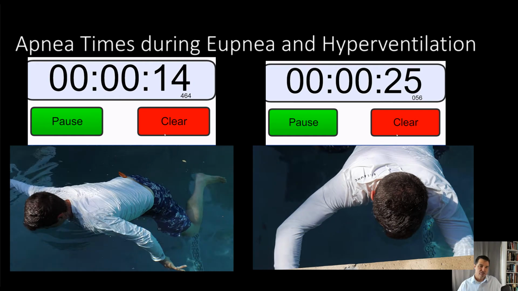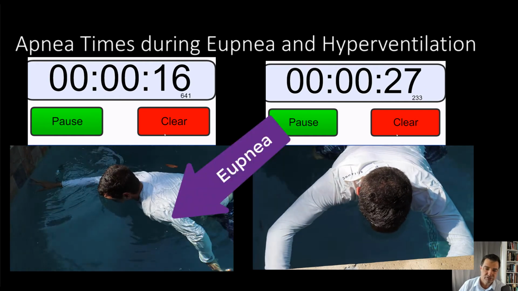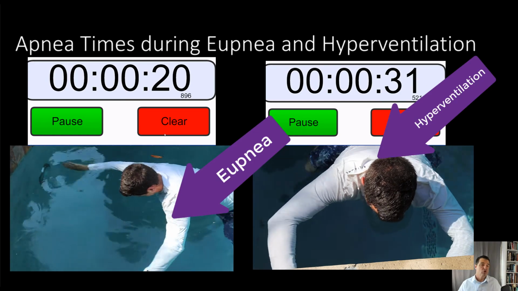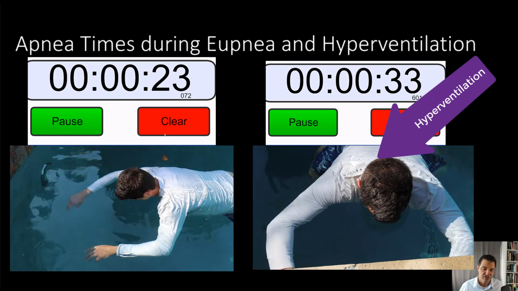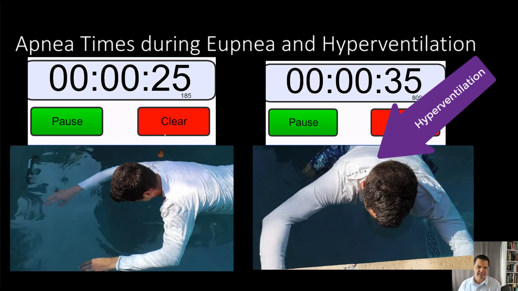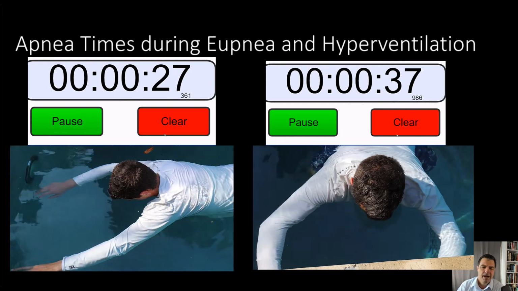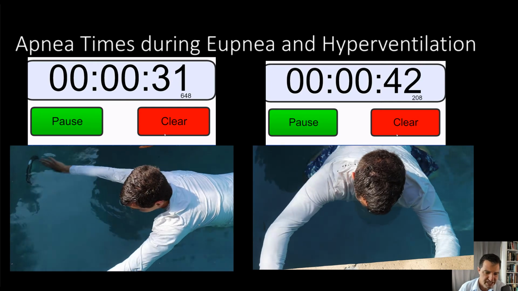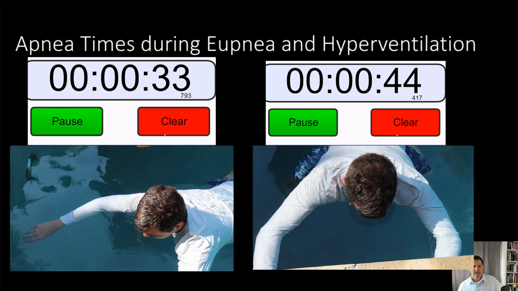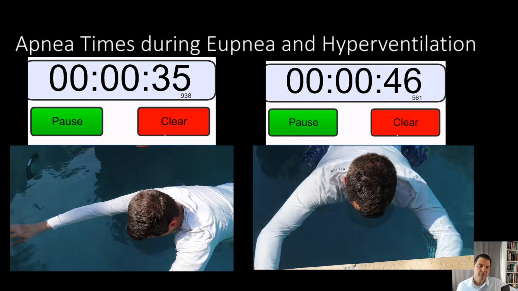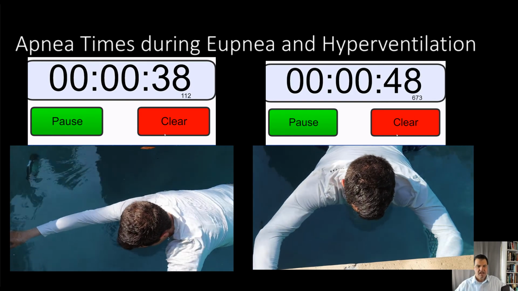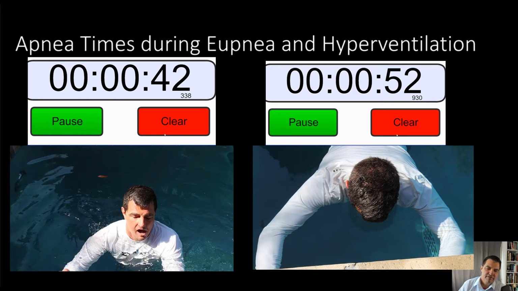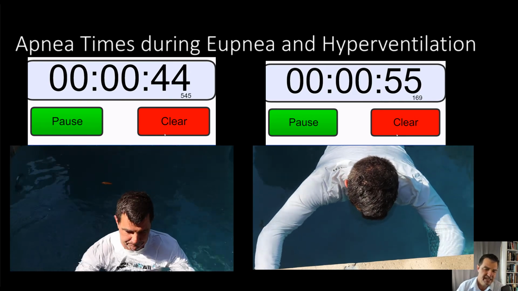And then I also forced myself to hyperventilate. So I was breathing more rapidly and deeper than I needed to, and I did that for about a minute. And then I compared the two. And as you can see, during eupnea, my normal breathing, I held my breath for about 38 seconds. But after I hyperventilated, I was able to hold my breath for about a minute and 9 seconds.